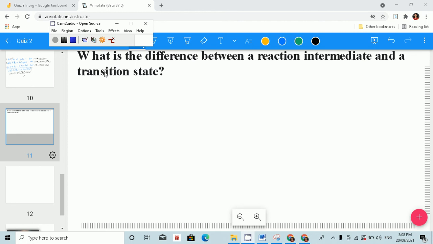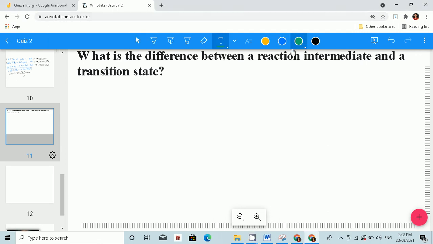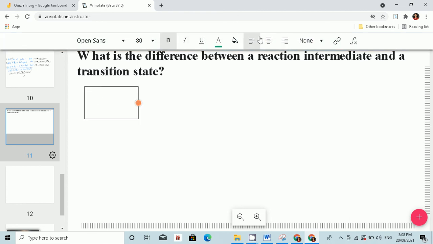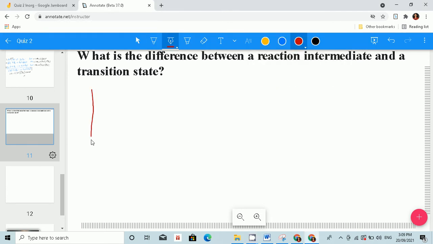So we are asked, what is the difference between a reaction intermediate and a transition state? Suppose we are going to plot potential energy versus the reaction progress or reaction coordinate, and energy PE.